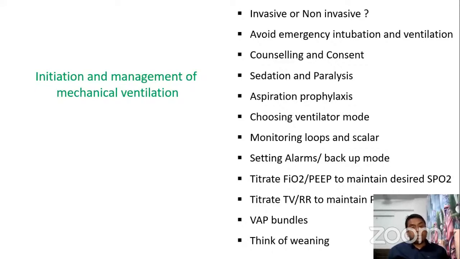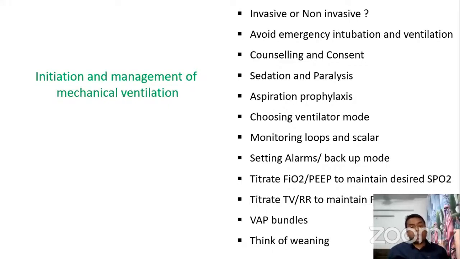All patients in the ICU should be considered as full stomach, and we should take appropriate prophylaxis for aspiration. We should choose the ventilator mode as per the patient's lung condition. We should monitor loops and scalars, because it helps us with troubleshooting. Also, it gives us early warning signs.